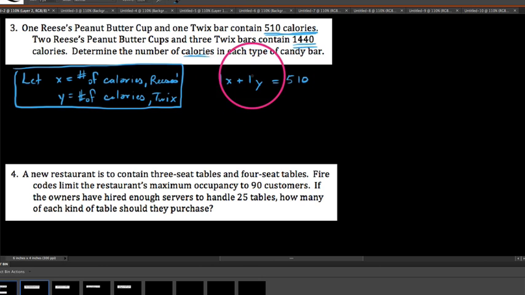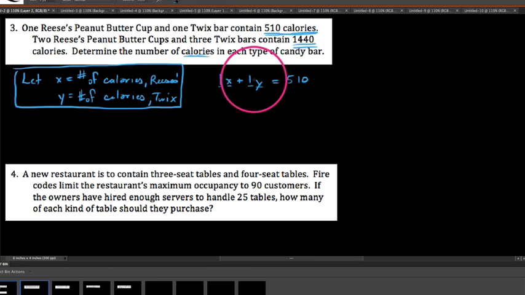Just to explain what I mean by units here, since 510 is being measured in calories, then the left side of this equation also has to represent calories. The 1 and the 1 out in front represent the number of each type of thing we had. In other words, we're saying 1 Reese's peanut butter cup times the number of calories per cup plus 1 Twix bar times the number of calories per Twix bar should give us the total number of calories in this combined thing.